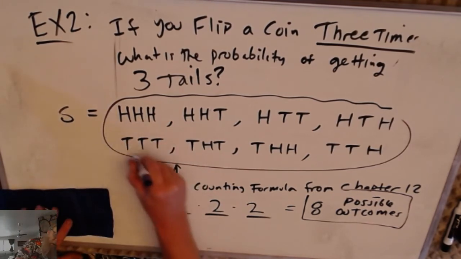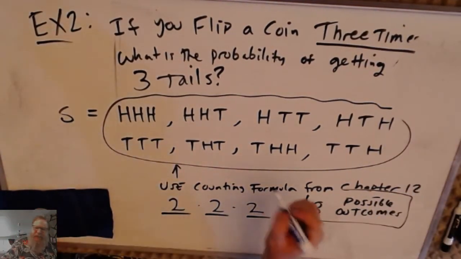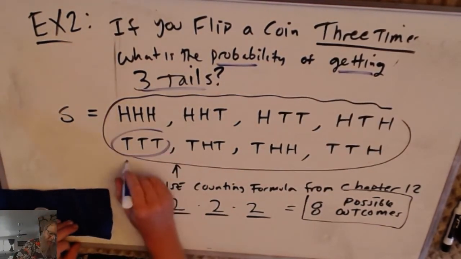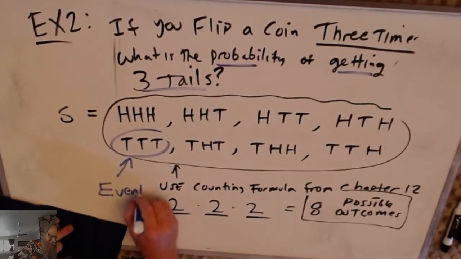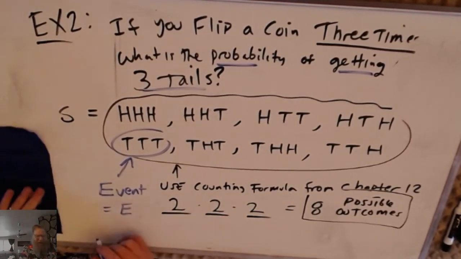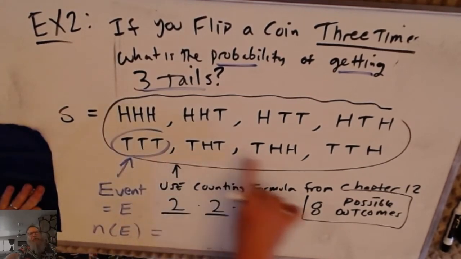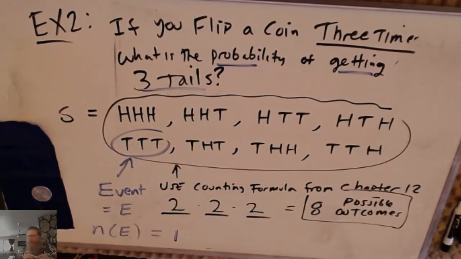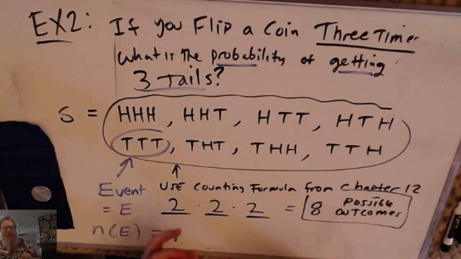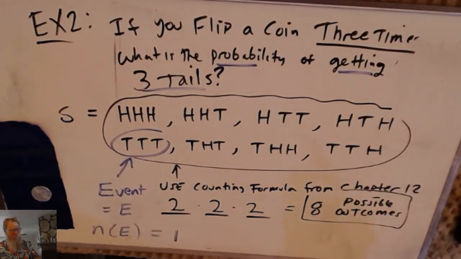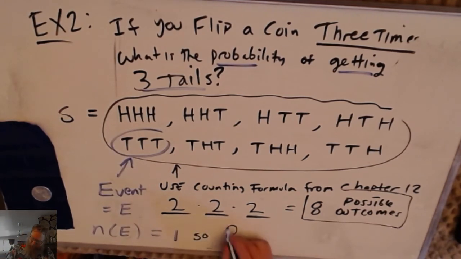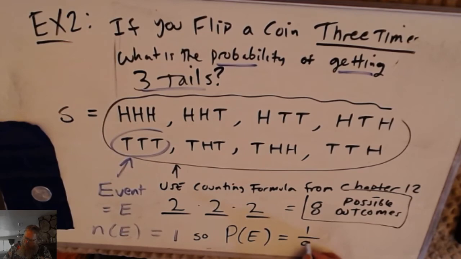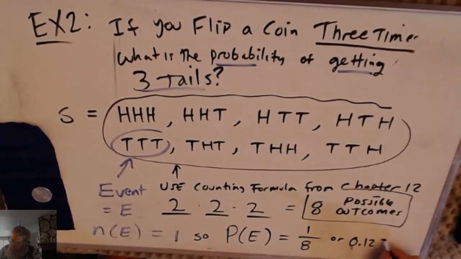Notice that only one of these possibilities is the event of getting 3 tails. So this is my event, E. And the size of the event E, the number of times that happens, is only 1 time. There was only 1 time out of 8 possible outcomes that I could have gotten all tails. So therefore, the probability of that event happening is 1 out of 8, or 0.125, or you could say 12.5%.